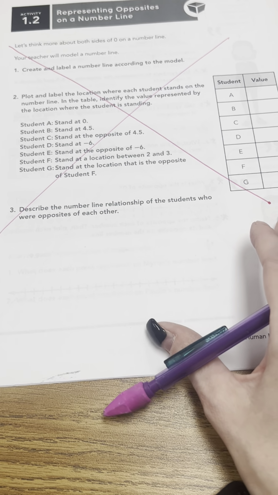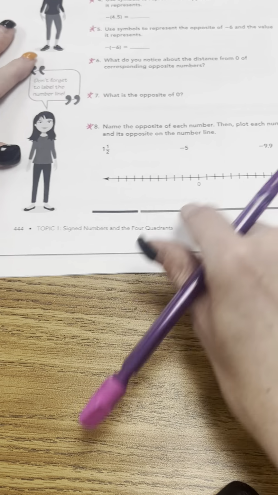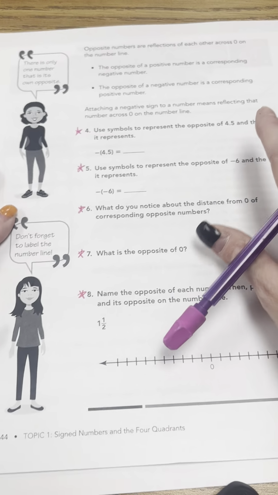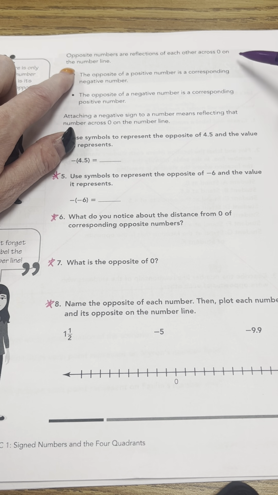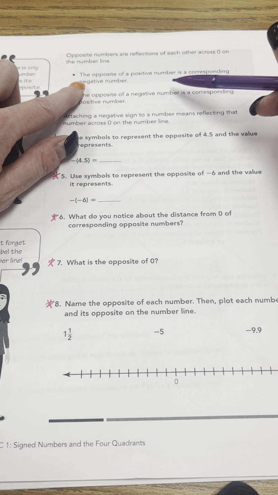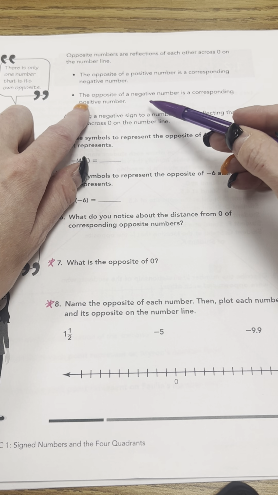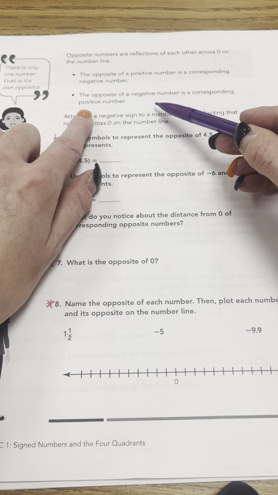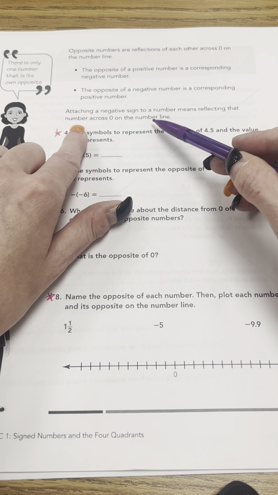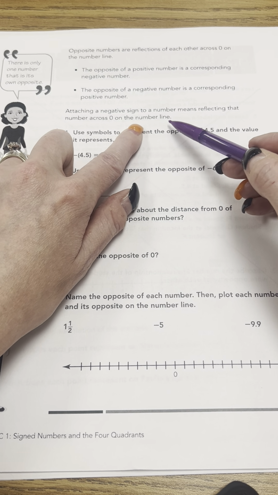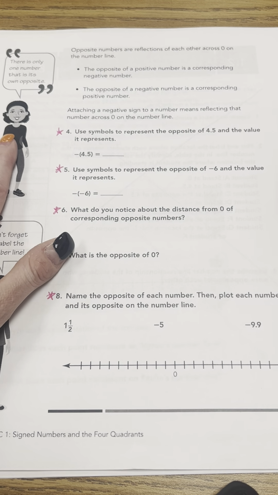Moving on. We're going to skip page 443 and move on to page 444. Opposite numbers are reflections of each other across 0 on the number line. The opposite of a positive number is a corresponding negative number. The opposite of a negative number is a corresponding positive number. Attaching a negative sign to a number means reflecting that number across 0 on a number line. That means you go across the number line, across the 0.